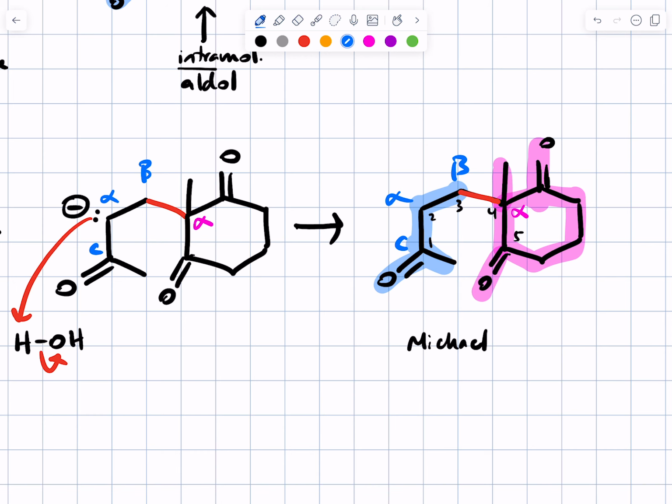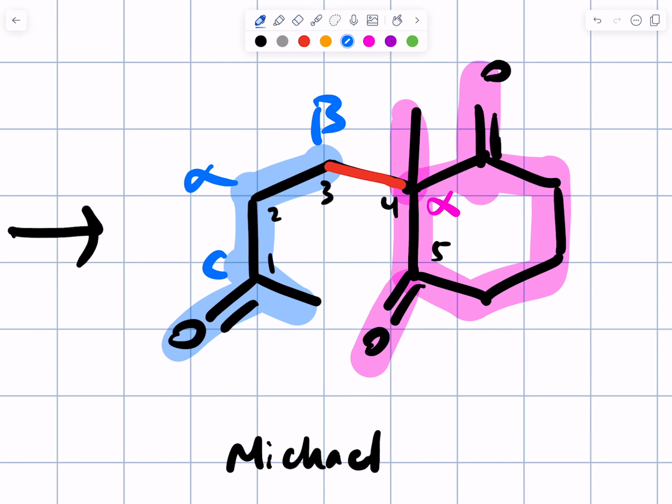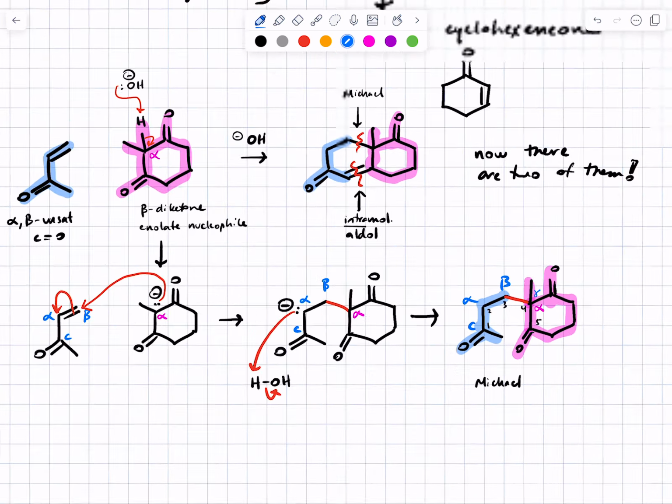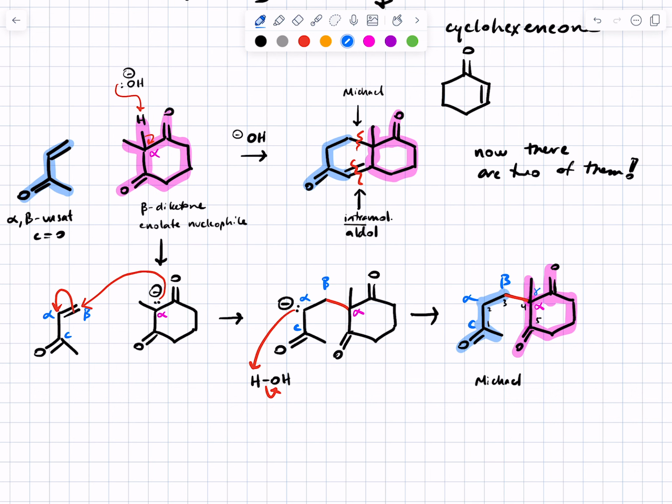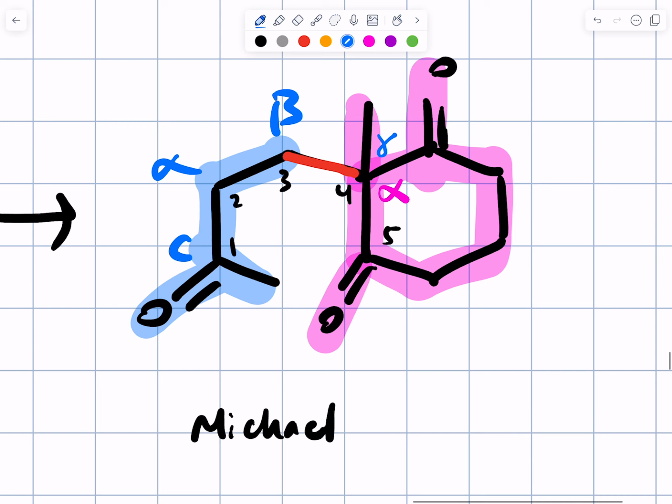And then the other thing we could do is notice that the pink alpha carbon from my enolate is now at the gamma position relative to the blue carbonyl carbon. All right, questions about that? Not too bad. All right, so now let's look at the lower hemisphere of our molecule. The second stage of the Robinson annulation is an intramolecular aldol reaction.